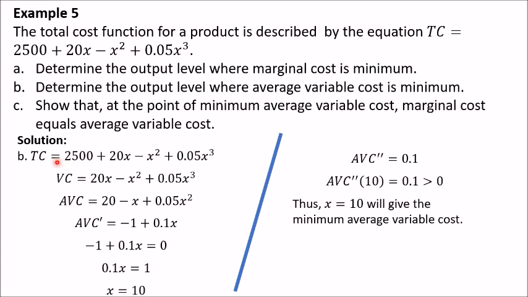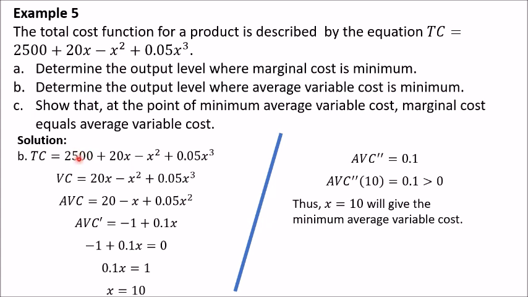Okay, still the same from the TC. This is the equation of the TC. Then we have to get the variable cost, which is lahat lang na may x dito. 20x minus x squared plus 0.05x cubed. Yan lang yung ating variable cost. Hindi kasali yung 2,500 dahil yan ay fixed cost.